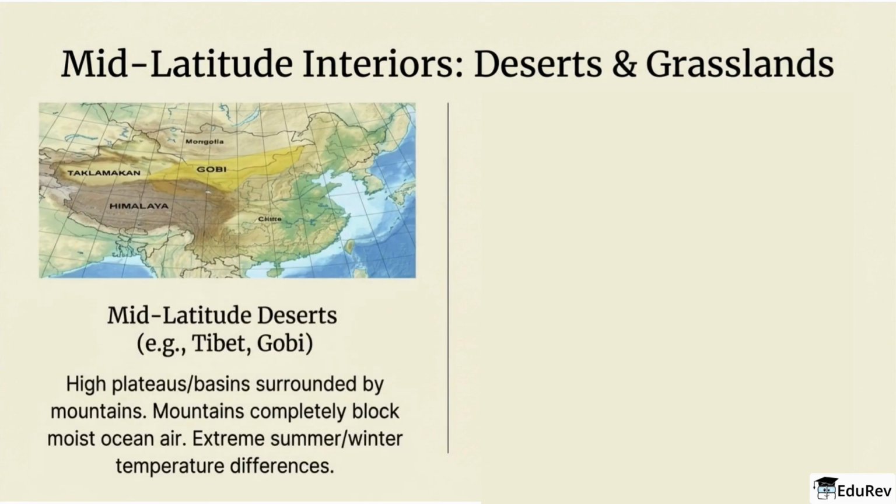First, the mid-latitude deserts, like Tibet and the Gobi. These usually lie in high plateaus or enclosed basins surrounded by mountains. The mountains block moist ocean air completely, so the interior stays dry. Because continentality is strong, you also get extreme summer-winter temperature differences.